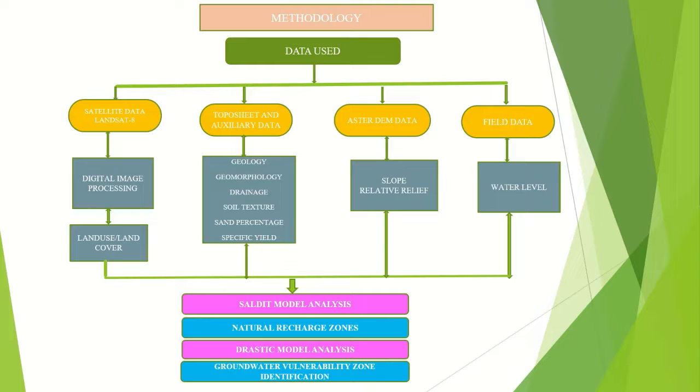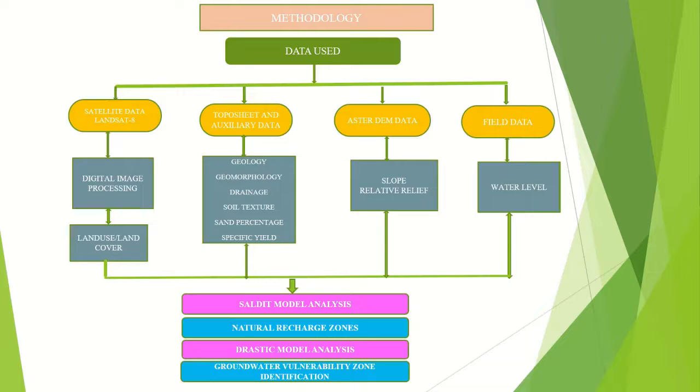This is the methodology flowchart prepared for easily grasping what are the data sets used for the study and what are the models or methods implemented for the study, also about the final result. Here four major types of data are used. First one is satellite data.